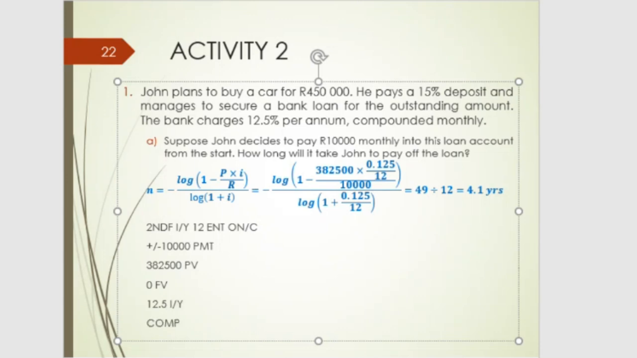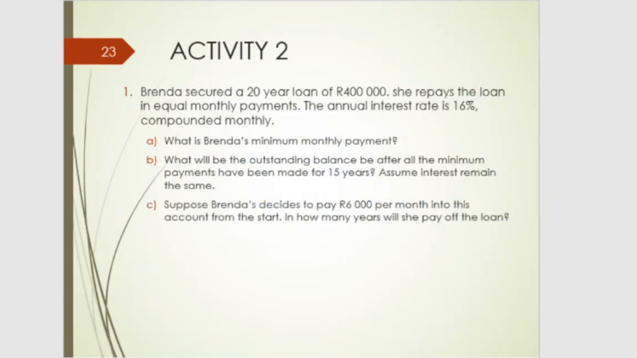So what we need to do is compute the value of n. That value of n, you are going to get 49.04. Then divide it by what? By 12 to get 4.1. So if you follow this procedure, you should be in a position to get to the answer. All right. Here's another one.